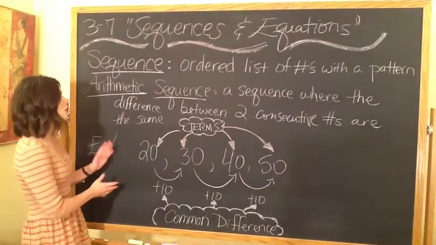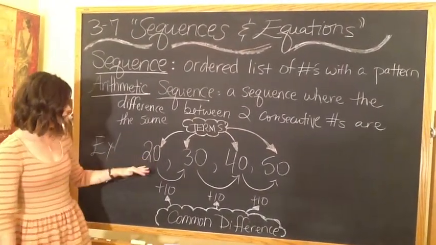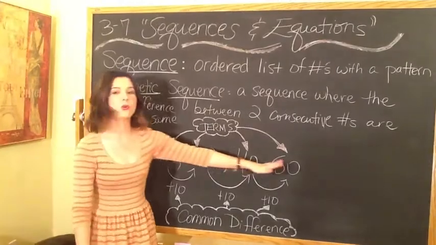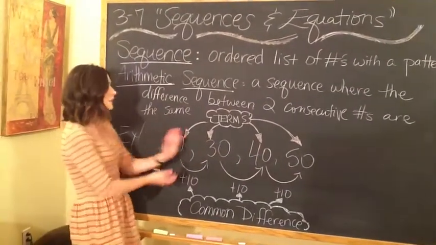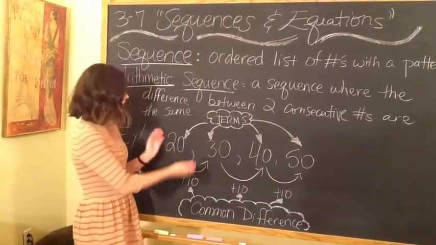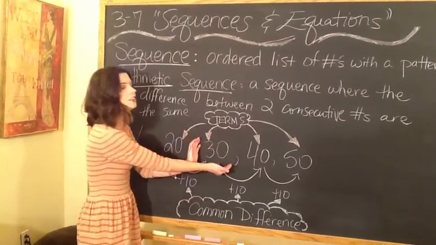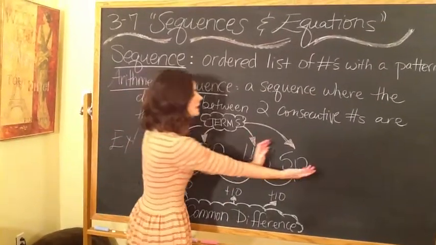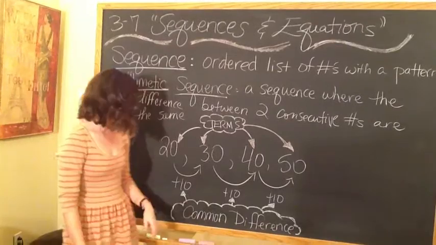So here's an example of an arithmetic sequence. We have 20, 30, 40, and 50. Each of these numbers we call terms. So this is the first term of the sequence, the second term, the third term, and the fourth term in the sequence.